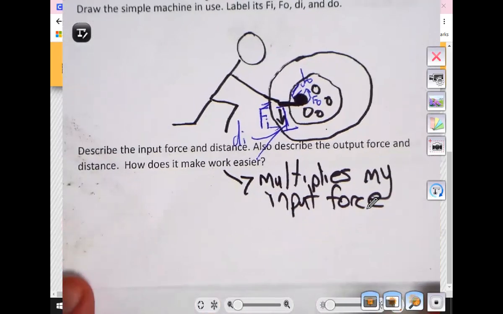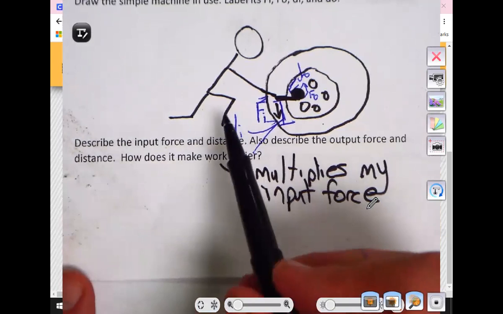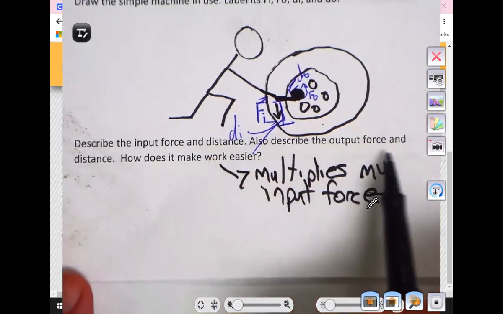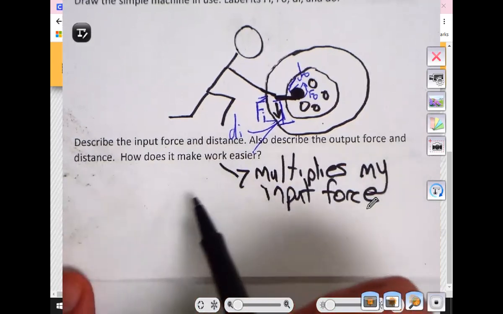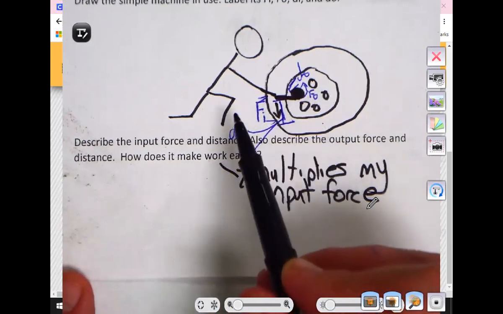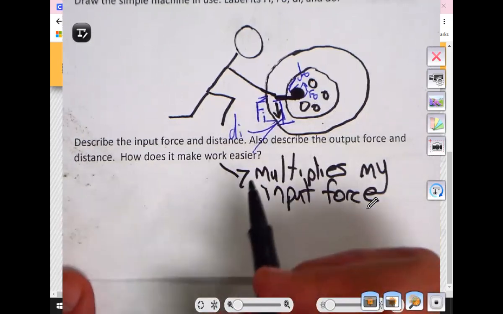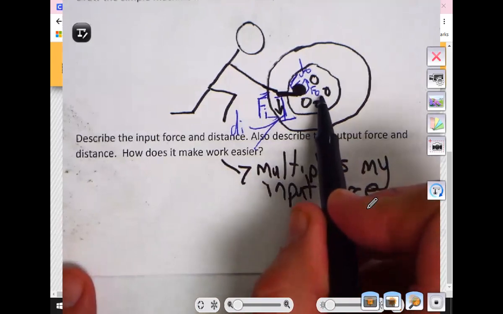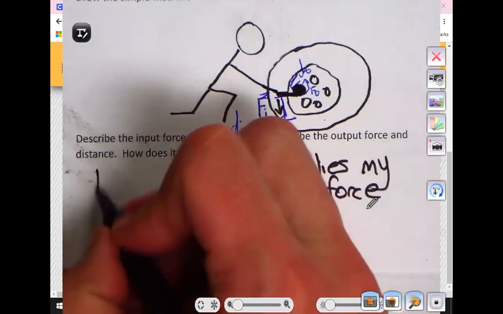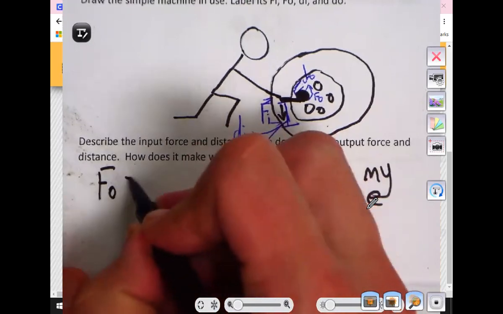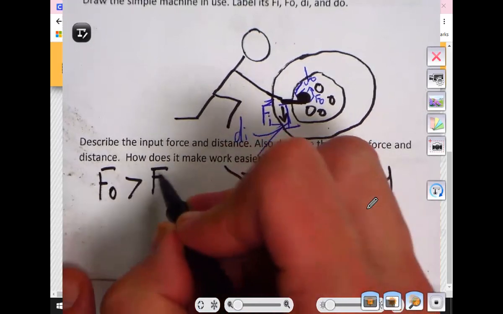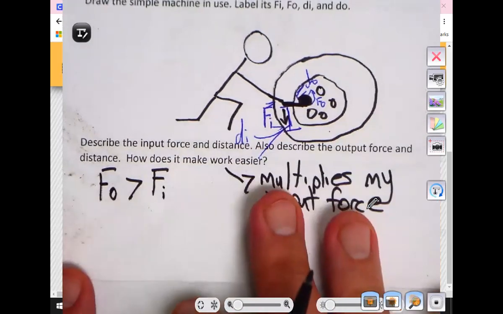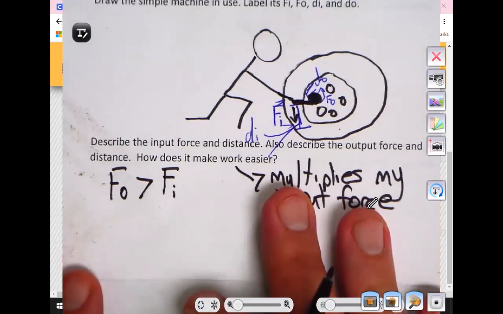All right. Describe the input force and distance and describe the output force and distance. Which one's bigger, the output force or the input force? All right, I do a smaller force. The machine, the FO, does a bigger force. So FO, the machine's force, is greater than the FI. That's why I use it.